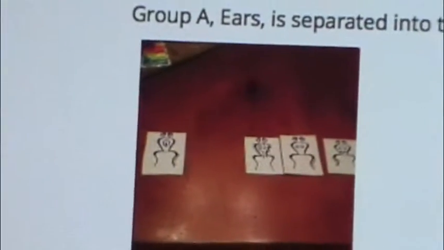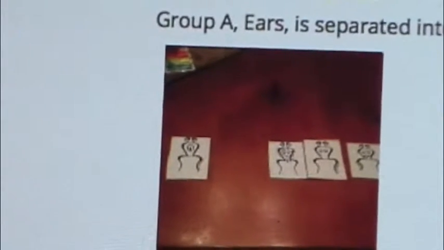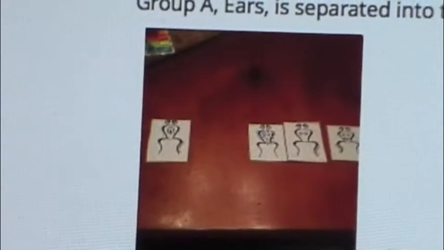Step three was to take the aliens with hair and no hair and classify them further. The next step was to classify them into groups with one eye.